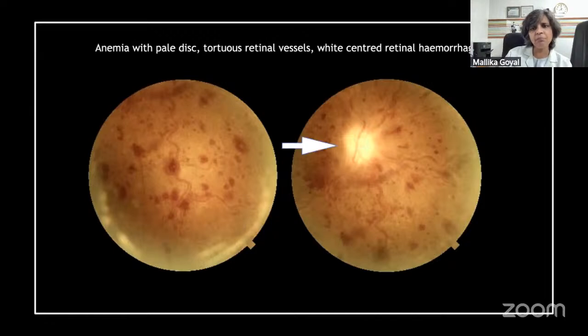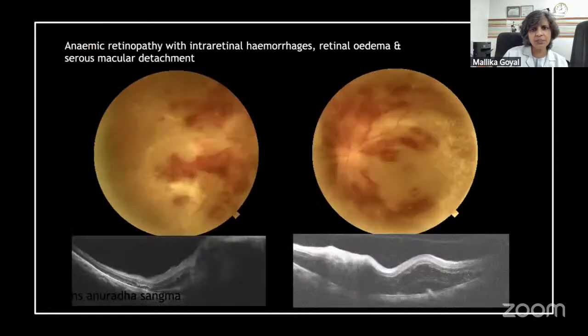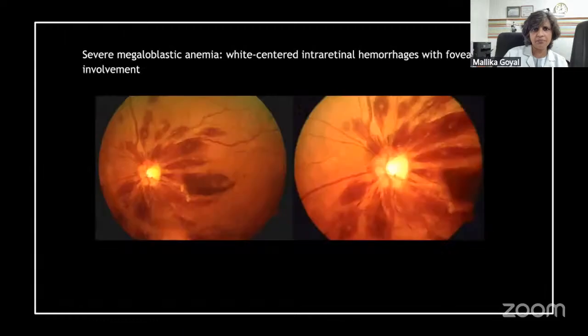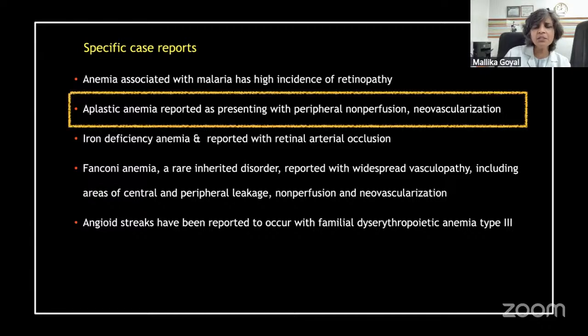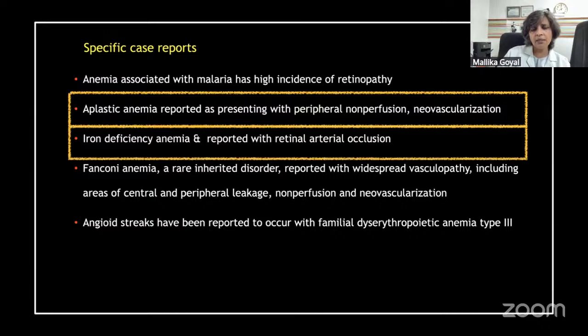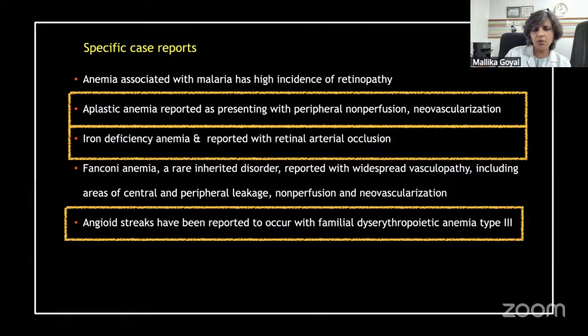Now, this is an anemic patient with a pale disc, tortuous blood vessels, white-centered retinal hemorrhages. Another patient with extensive intraretinal hemorrhages, retinal edema, and serous retinal detachment. This is a patient with megaloblastic anemia, white-centered hemorrhages. Anemia associated with malaria has a high incidence of retinopathy. Aplastic anemia has been reported as presenting with peripheral non-perfusion and neovascularization. Iron deficiency anemia has been reported with retinal arterial occlusions. Angioid streaks may also be caused in certain familial anemias. And proliferative retinopathy resulting from non-perfusion has also been described.